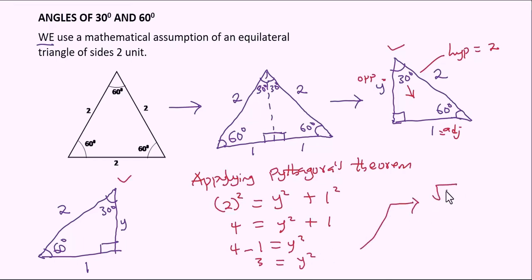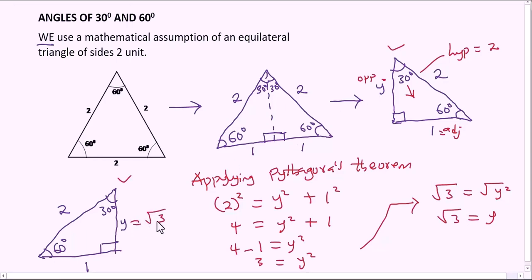Let's go from this point. Taking the square root of both sides, we have root 3 is equal to y. It simply means that y is equal to root 3. Even if you had taken this point as your opposite, which is 1, and then taken here as your adjacent, which is y, you would still have gotten the same value while solving this.